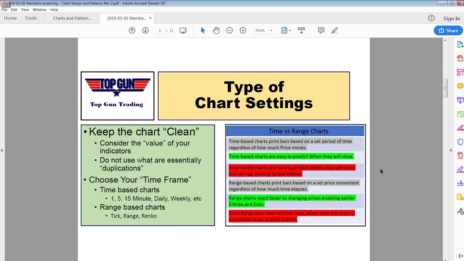Chart types. The number one thing we need to think about is to keep your chart clean. Consider the value of any indicator before you put it on, because if you put on too much stuff, two things will happen. You'll get paralysis by analysis. You'll be overwhelmed, and one item won't line up and you'll wait for everything to line up. Well, that probably occurs once a year, if that.